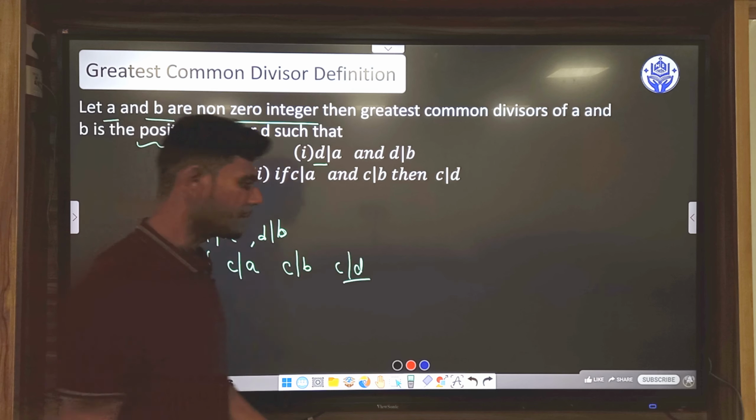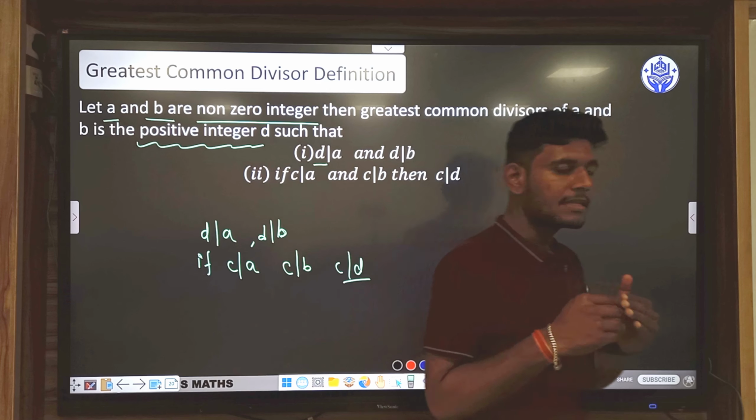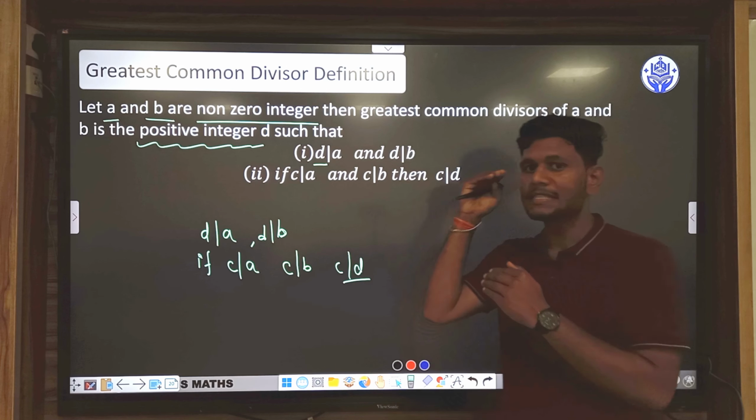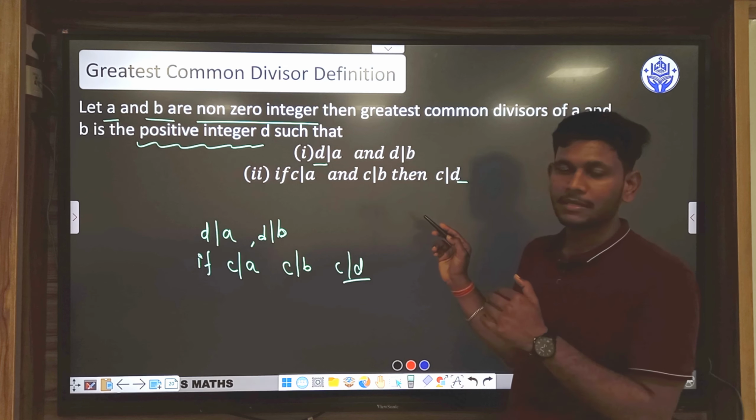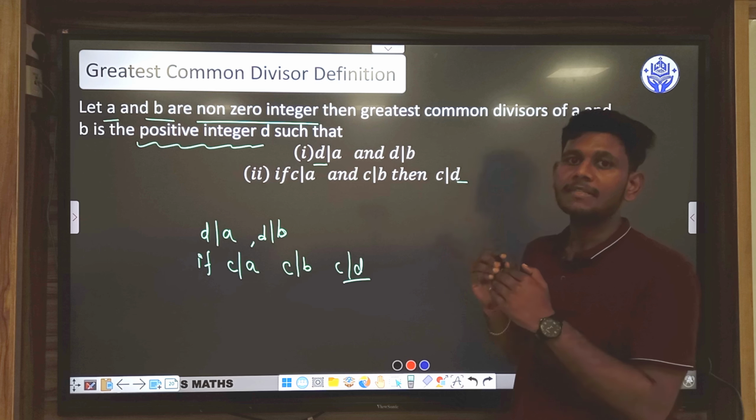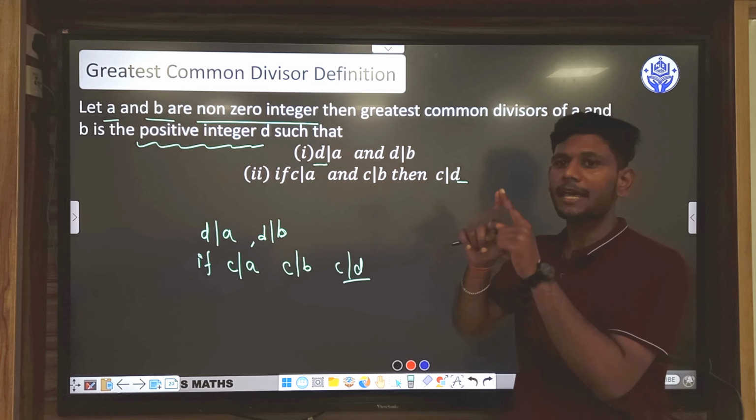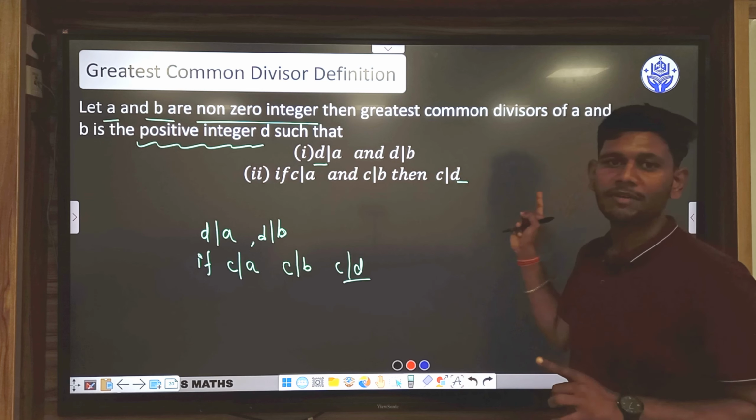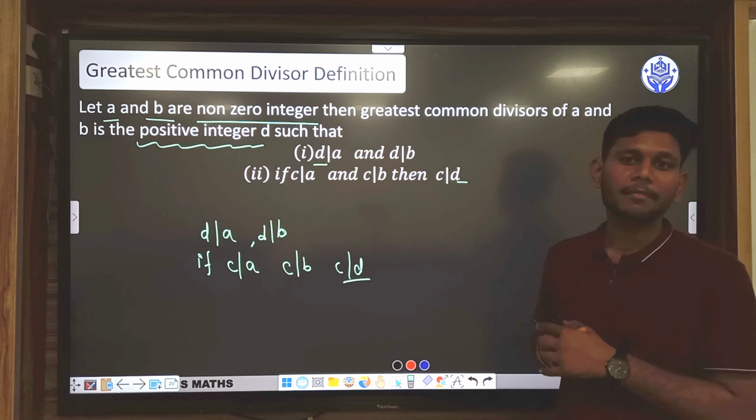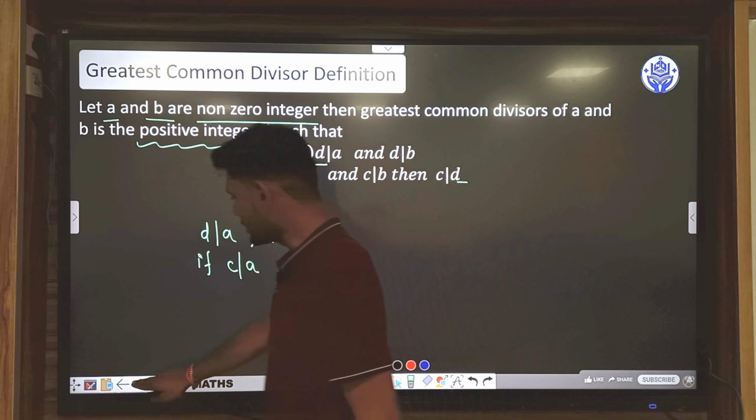Greatest common divisor means the greatest divisor. Here D is the GCD. It means this D is the greatest number which divides A and B commonly. There is no number greater than D which divides both A and B commonly. This is the simple meaning of GCD.